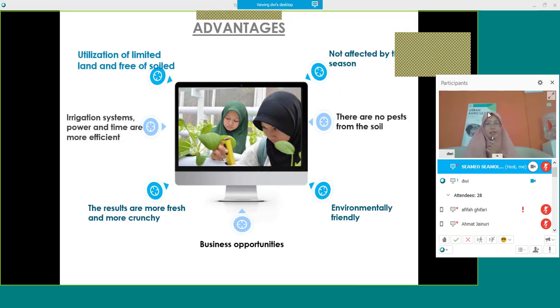There are some advantages when we implement a hydroponic system, including the utilization of limited land, a soil-free irrigation system, more efficient power and time, more fresh and crunchy vegetables for business opportunities, being environmentally friendly of course, no pests from the soil, and not being affected by the season or climate change.